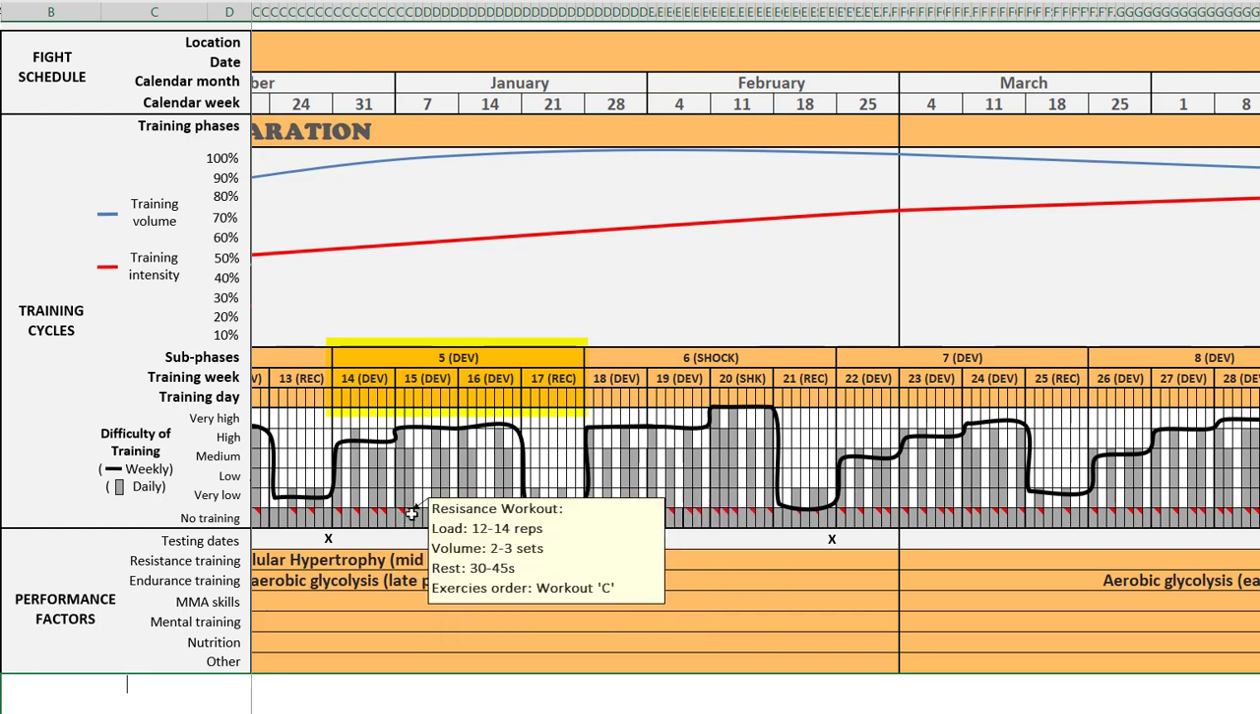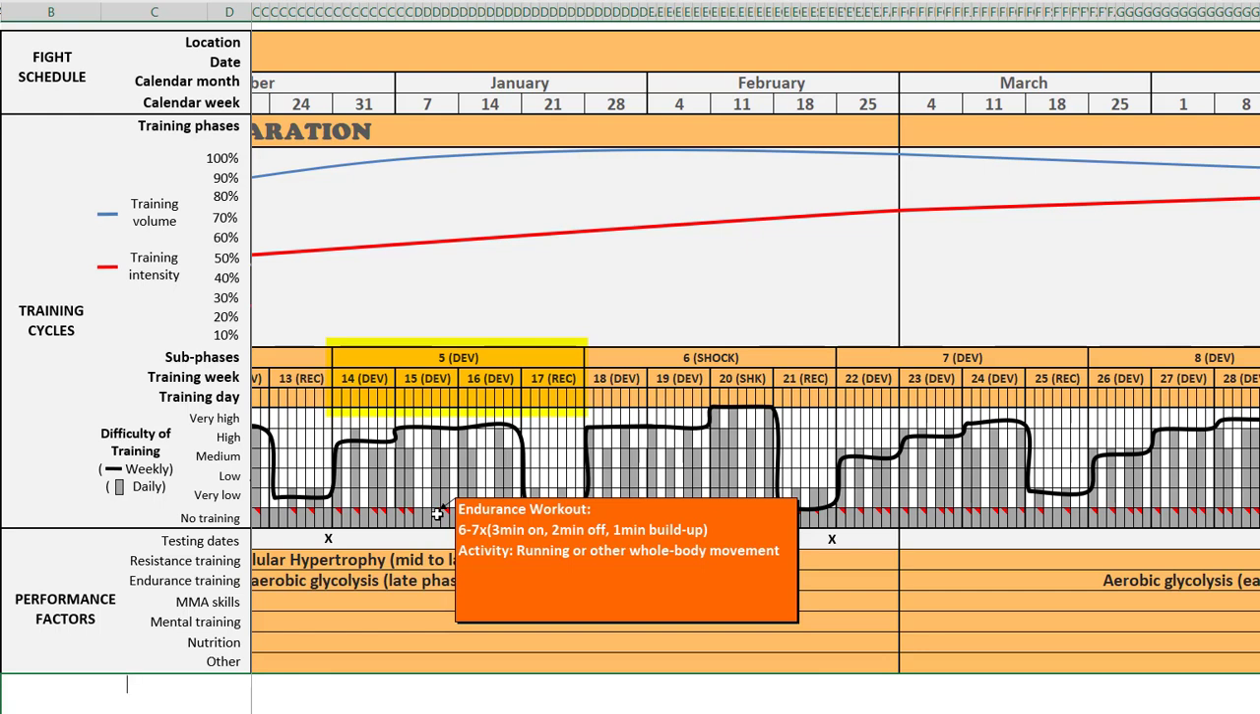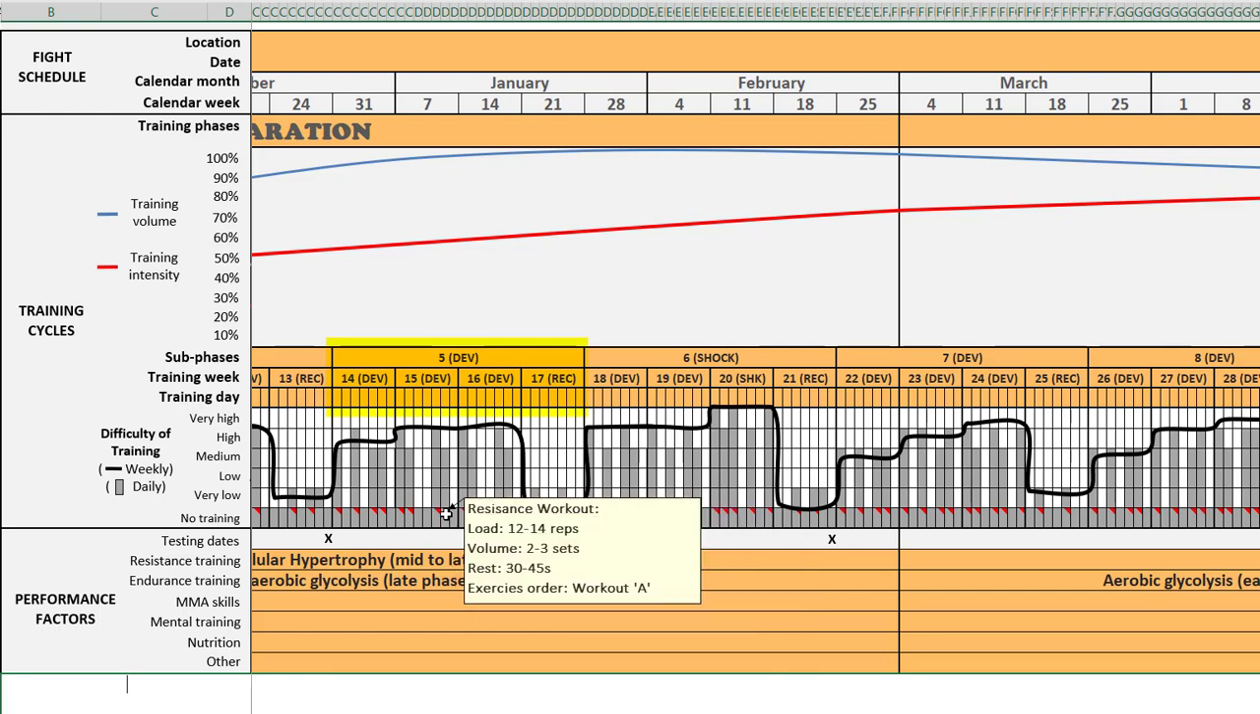So if we scroll through, see resistance training is the same. Again, we're shifting that workout though. We're on workout C here. And there's another example of the endurance workout. And then there's the resistance workout.